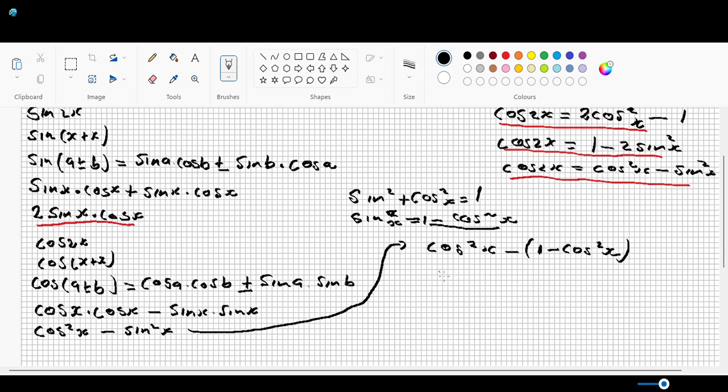Now we continue. This is going to be cos squared x, and then minus, we multiply by -1 throughout. This is going to be plus cos squared x. And then as you can see, cos squared x plus cos squared x, you're going to have 2 of them. So you're going to have 2 cos squared x minus 1. As you can see, this one right here, guys, is the same as the one on top there. So that's how you derive that one.